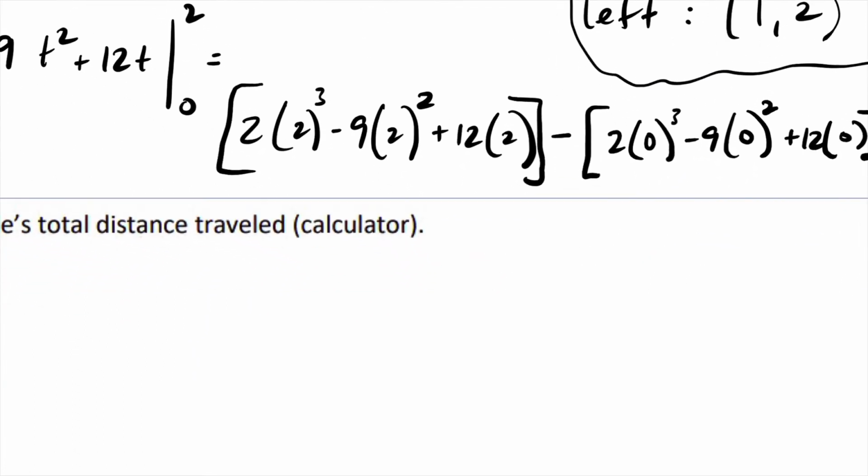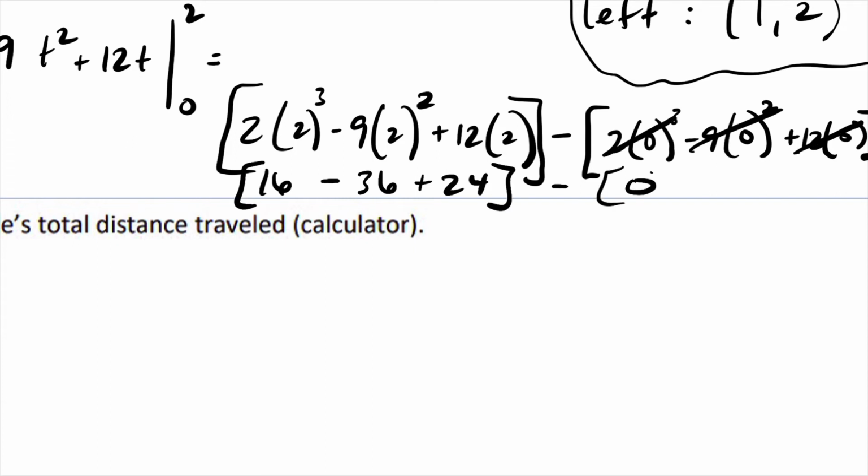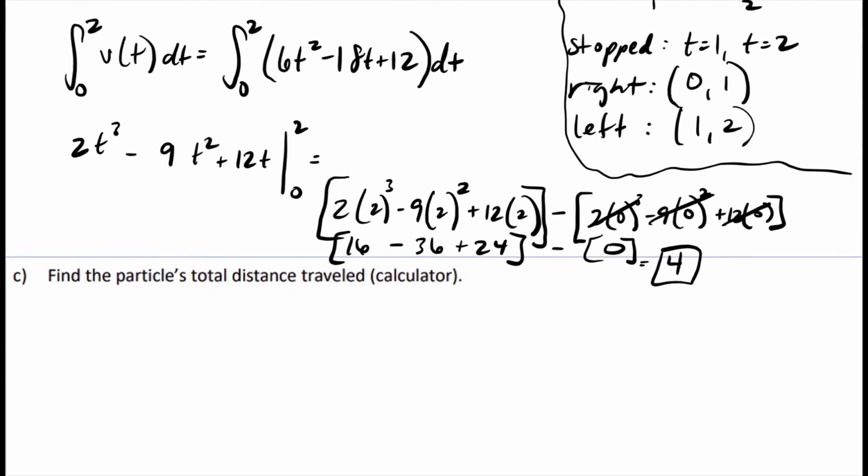Okay. Simplify. So what do we get? 16 minus 36 plus 24. 0, 0, 0 minus 0. So we get negative 20 plus 24. So you get 4. Positive 4.